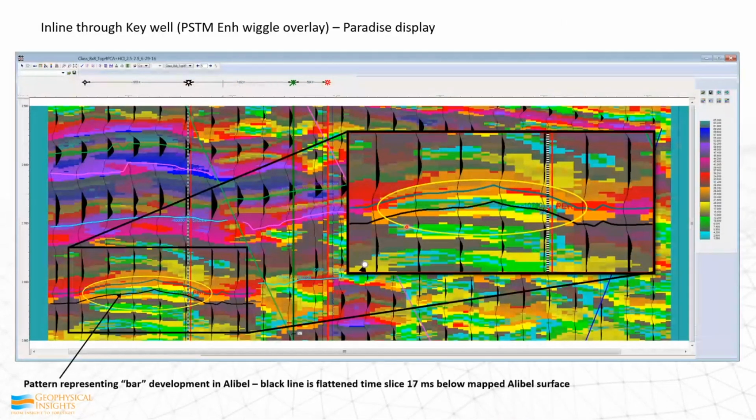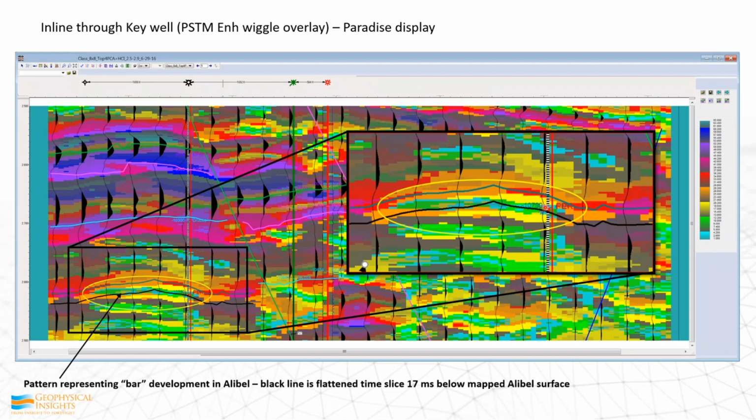Now, in Paradise, I use things like sweetness, relative acoustic impedance, instantaneous phase, instantaneous frequency, because I knew I was dealing with thin beds, and several other attributes to help get an idea of what was going on here. And as you can see from this enlargement, here's the good well right here, and it looks like it's tying to maybe an offshore bar. And the sand, it looks like, stops very shortly after the well.